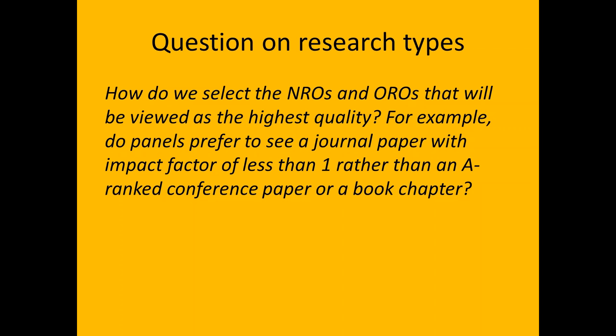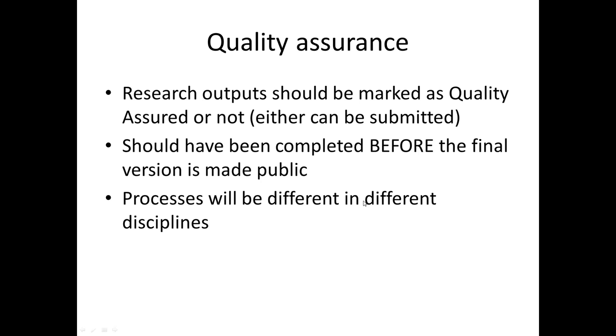Okay, so moving along now to quality assurance. Your research outputs need to be marked as quality assured or not, and both types can be submitted. The quality assurance should have been completed before the final version is made public, and of course processes will be different in different disciplines. When we say it's not QA, we're saying it has not been subject to any kind of QA process, or it's currently in the process of being QA'd, or it was QA'd but it wasn't successful. In that case, it would possibly undergo closer scrutiny by the panel.